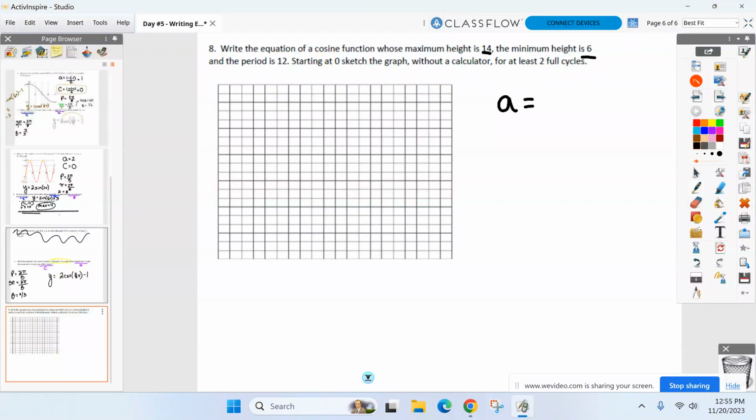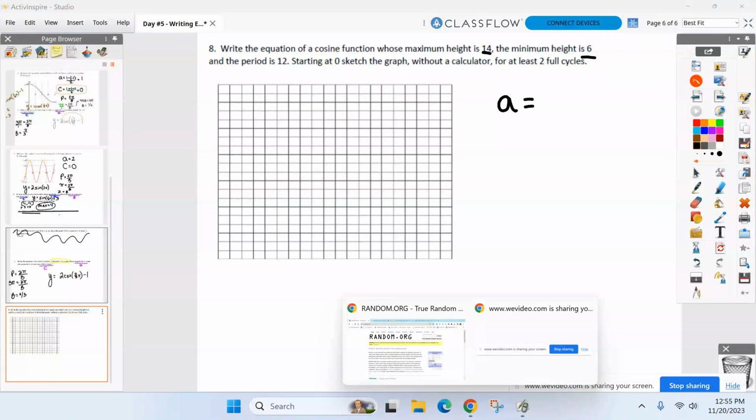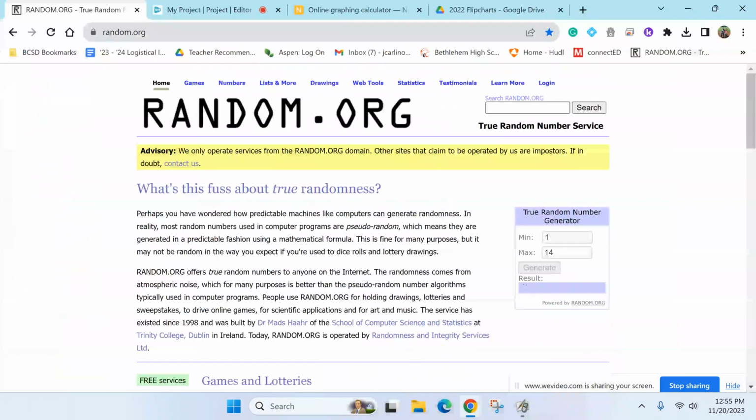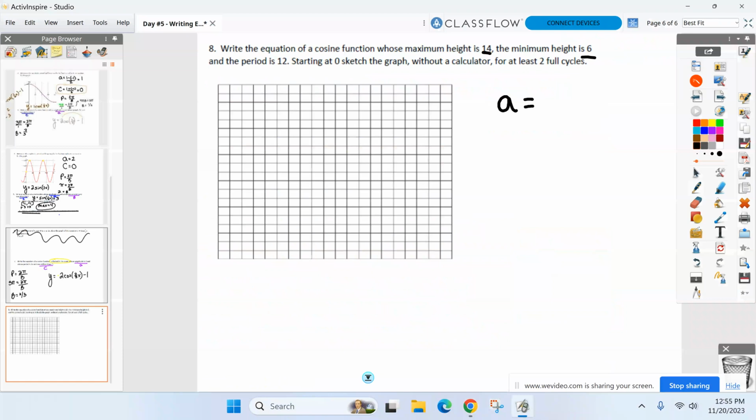Back to you guys. How do you calculate the max? Or how do you calculate the A value here? Gave it away. Richie, hello? So give me some numbers here. Max is 14 minus 6 over 2. Good. So my A value is 4.